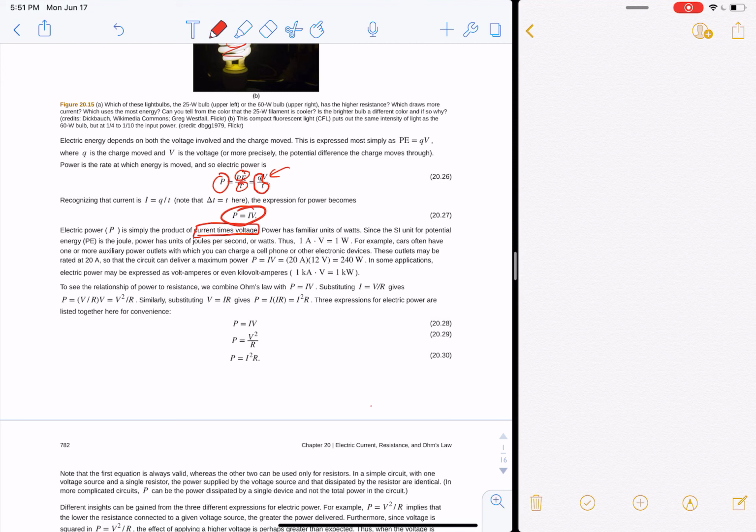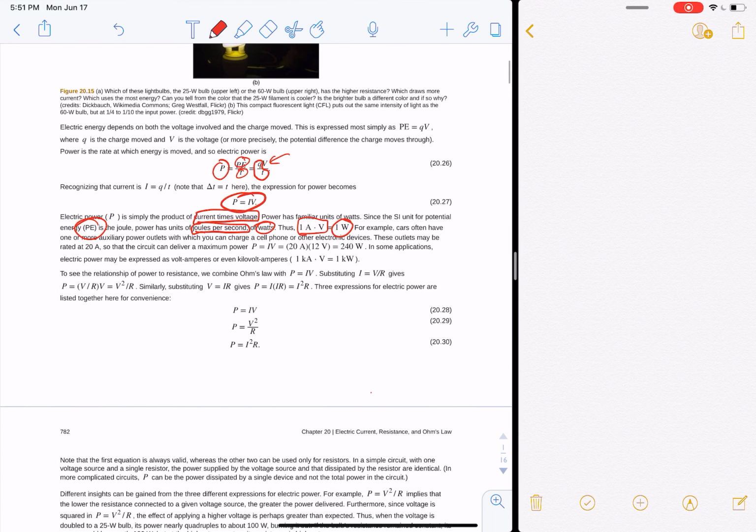The SI unit for energy is the joule, and power has units of joules per second, which is a watt. One watt is a joule per second, but also one amp times a volt. So there are a lot of different units floating around, but just remember your equations and you'll be fine.